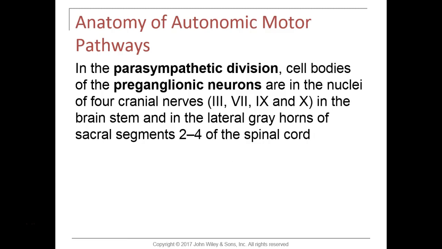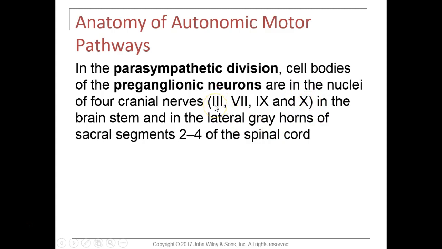The parasympathetic nervous system has its preganglionic neuron cell bodies embedded in the brain in 4 cranial nerves. The oculomotor, cranial nerve number 3, you just covered in chapter 14. The facial, which is cranial nerve number 7. The glossopharyngeal nerve, cranial nerve number 9. And the vagus nerve, cranial nerve number 10. So here's cranial nerve number 3, number 7, number 9, and number 10.